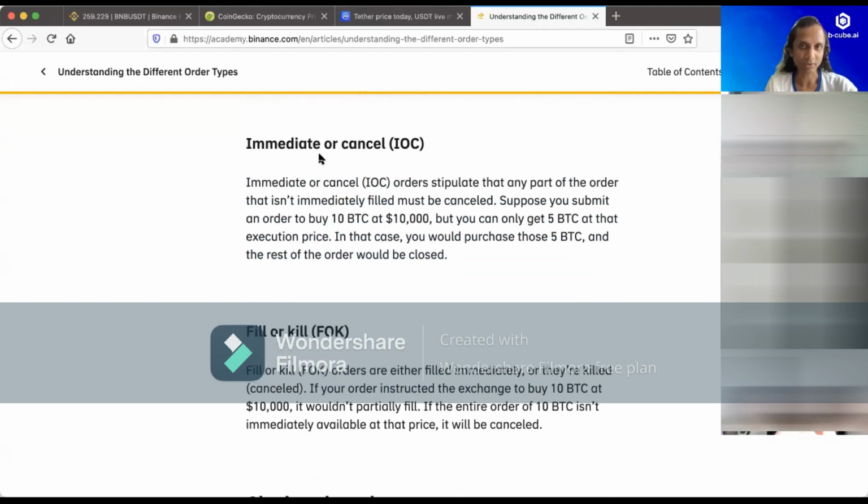And immediate or cancel. This order stipulates that any part of the order that isn't immediately filled must be cancelled. They're giving a very good example here. Suppose you submit an order to buy 10 Bitcoins at $10,000, but you can only get 5 BTC at that execution price. In that case, you would purchase those 5 BTC and the rest of the order would be closed. Imagine you want to buy 2 Bitcoins. You put the order. One Bitcoin came, but another one didn't. So that immediately gets cancelled. That's what they call immediate or cancel.